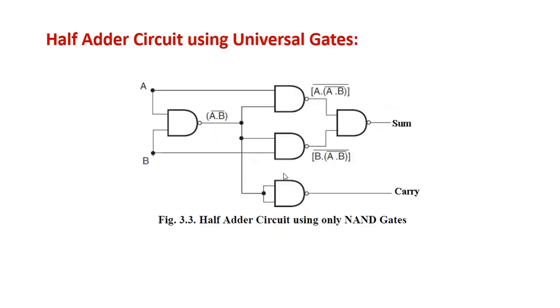designed with universal gates, using NAND gate only. This is the NAND equivalent of XOR. So this will produce sum, and here we are getting A dot B bar, and if we take the complement of this, we will get the carry A dot B bar, and then again we take the complement, so double bar, we will get AB.